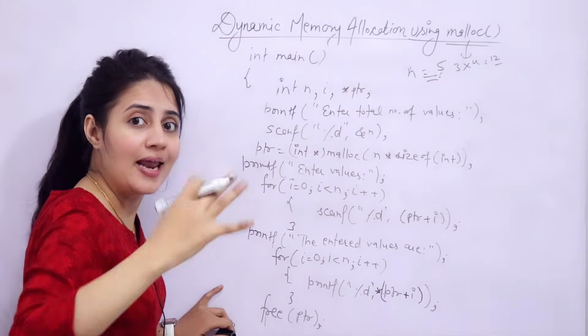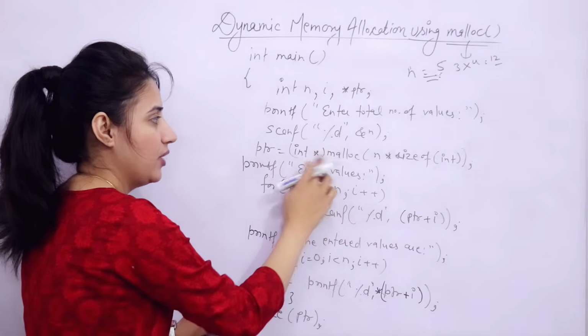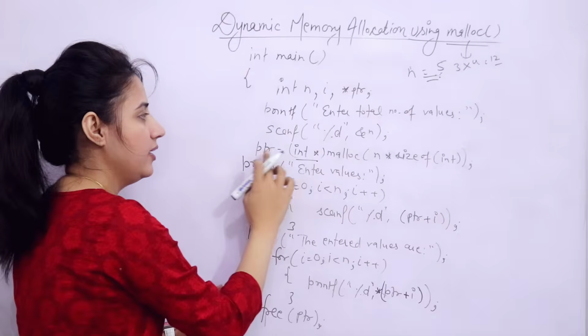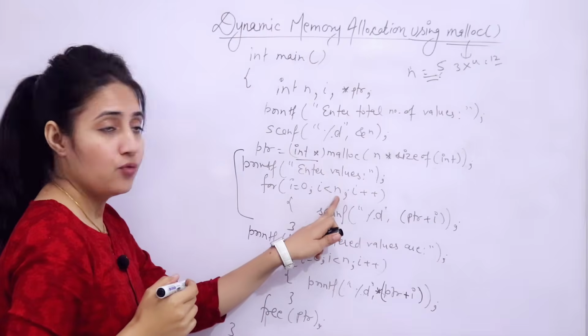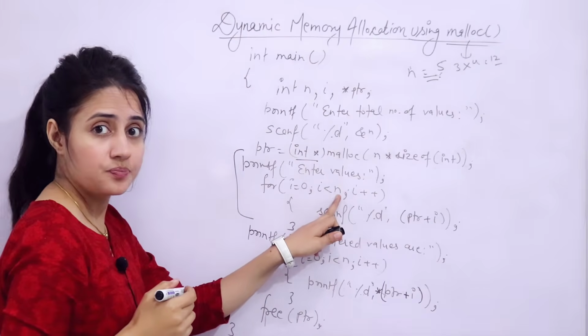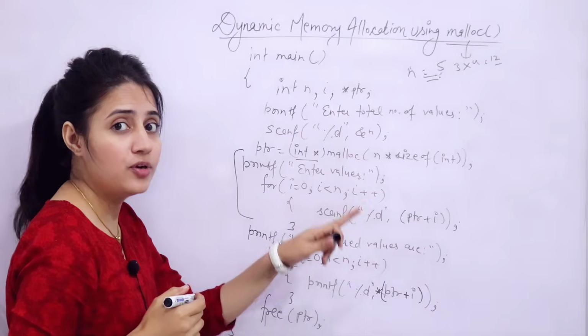According to your need, memory would be allocated dynamically, and we are typecasting it into int, and then storing it in the pointer. So now for entering values, just take a for loop from 0 to n. Using the pointer, how can you access them?